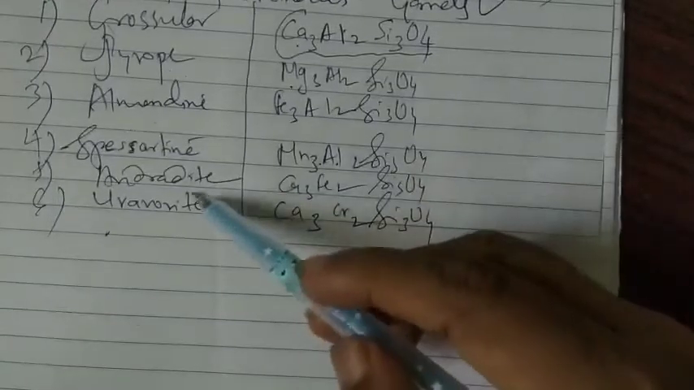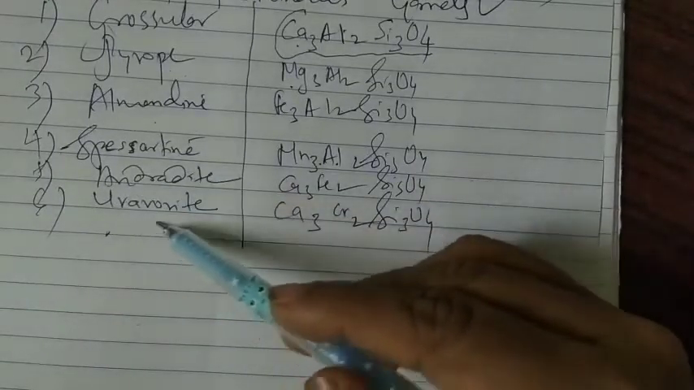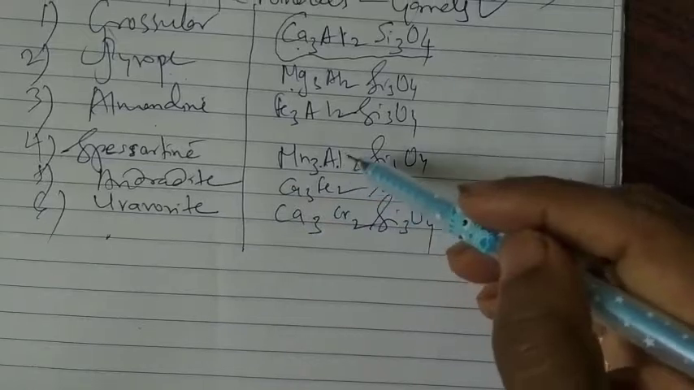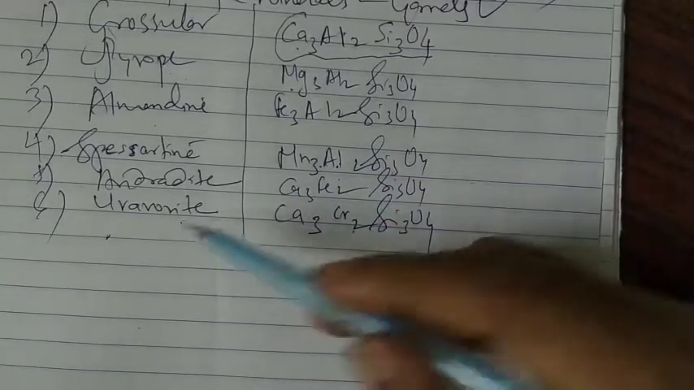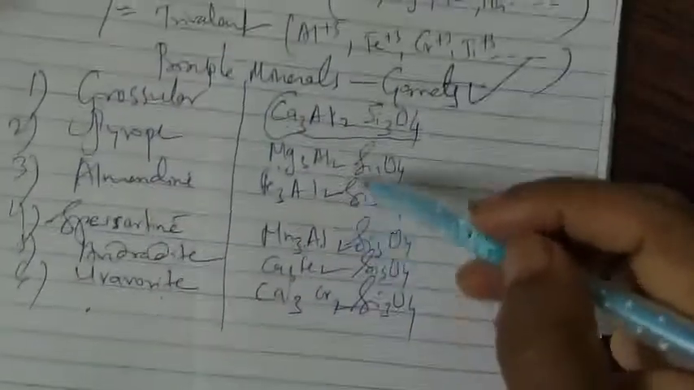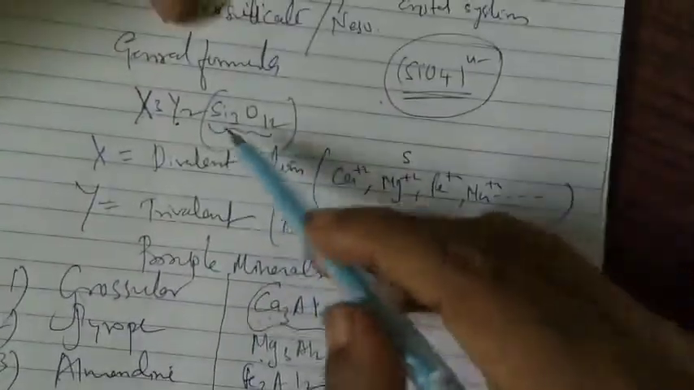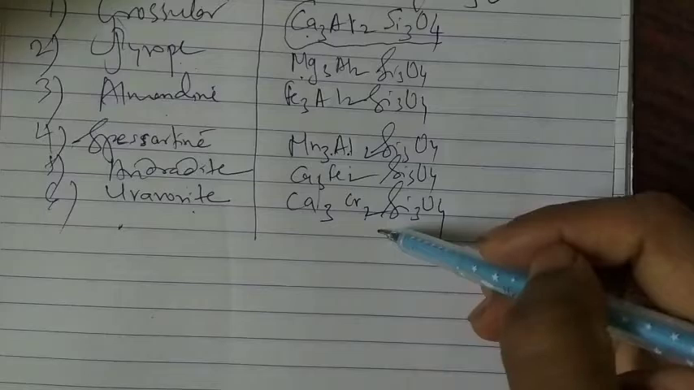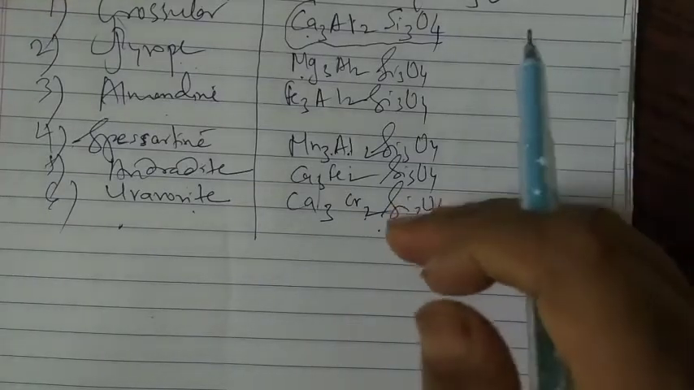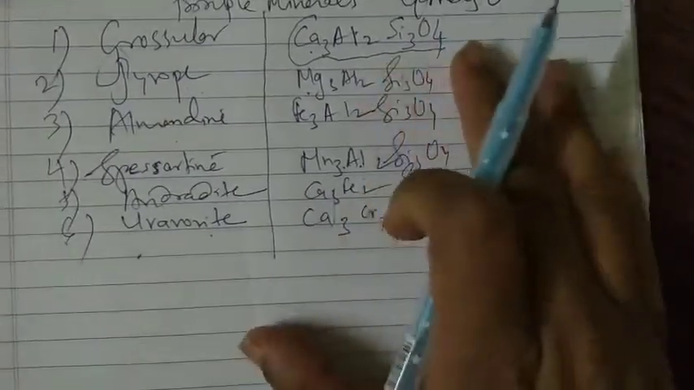The last two, andradite and uvarovite, are different here. There is no aluminum here, so it is Fe2 and Cr2, chromium, for the last one. Both are calcium, but this is changing here. In the first four cases it was aluminum, but in the final two, andradite and uvarovite, it is iron and chromium. This is how you have to see the chemical formula, try to understand it, and find a simple way to remember it. This is very important.